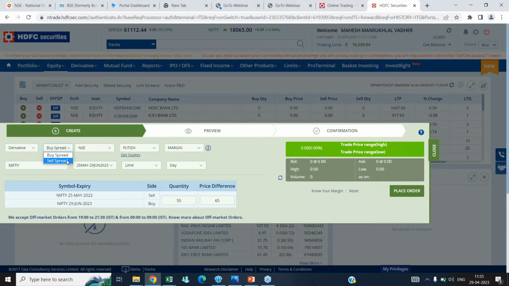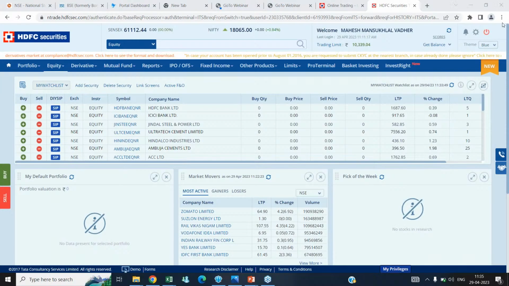If you click on sell spread, what will happen? Suppose you have a short position in Nifty and want to roll over. In May month, it will get bought, and in June month, it will get sold. So this is how you can take benefit of short rollover and also long rollover, both. I hope this functionality is very useful and you are able to understand it.